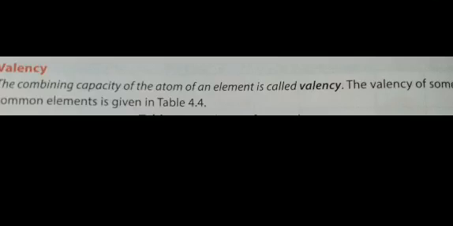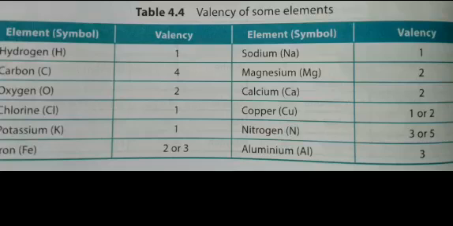The chemical formula of a compound can be derived if we know the constituent elements and their symbols and the valency of the elements. Let us now see what valency means. Valency is the combining capacity of the atom of an element. The valency of some common elements is given in table 4.4.